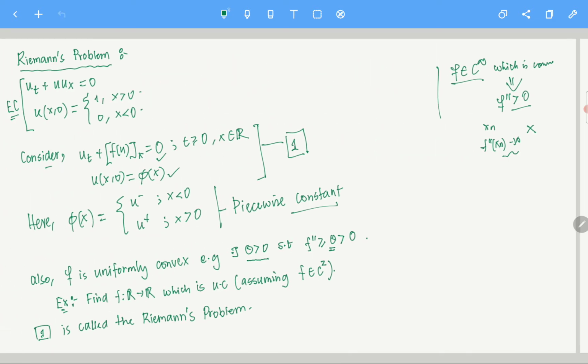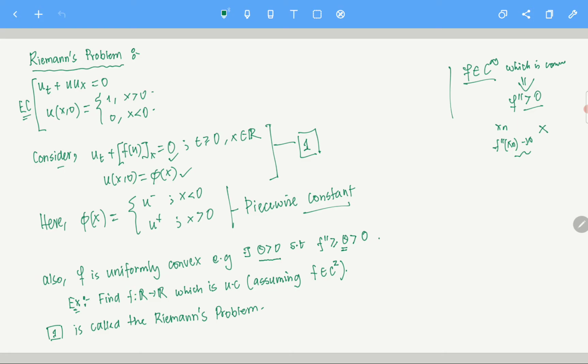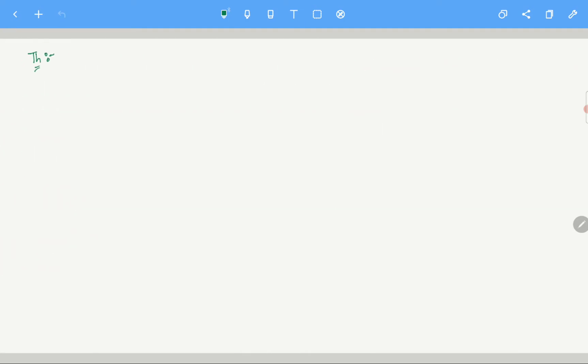Of course, in this video, whenever we are talking about phi and whenever we are talking about f, these assumptions are assumed on phi and f, until we say otherwise. Given phi and f, of course f is given to be uniformly convex, if you remember. Given phi and f, there exists a unique, very important, unique weak solution.